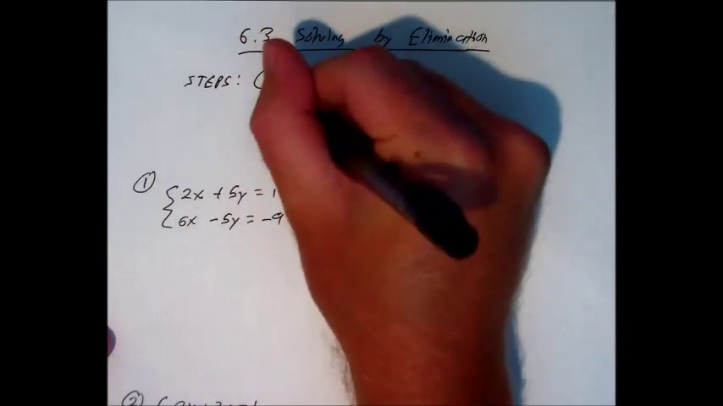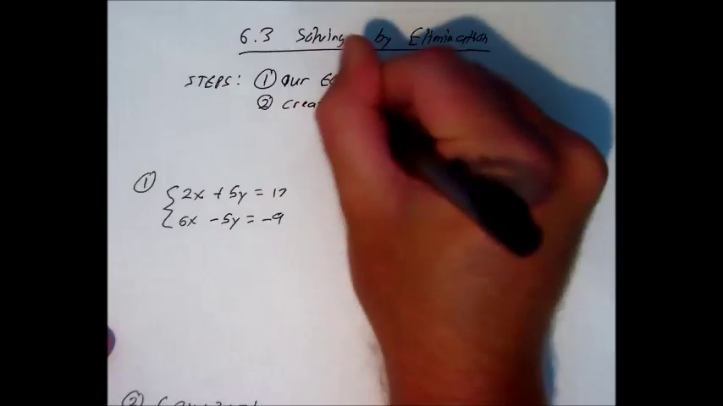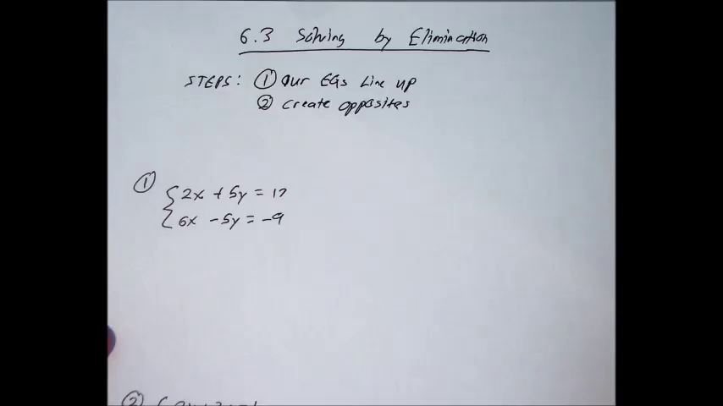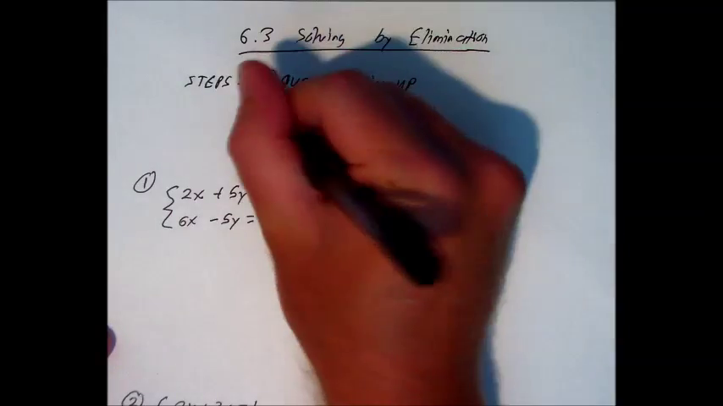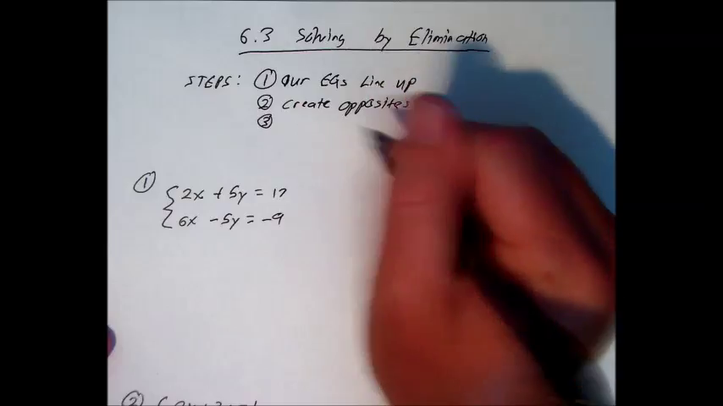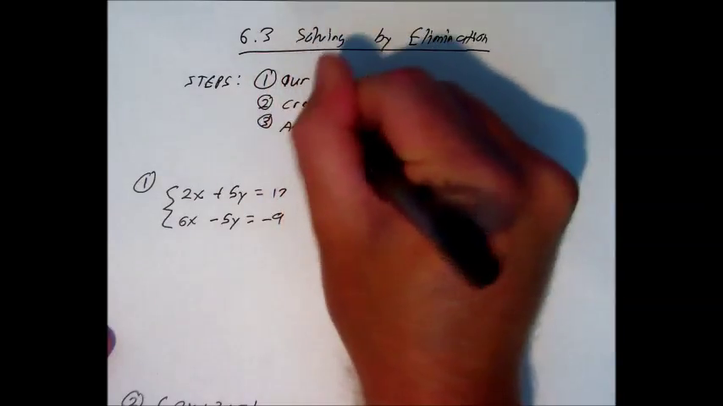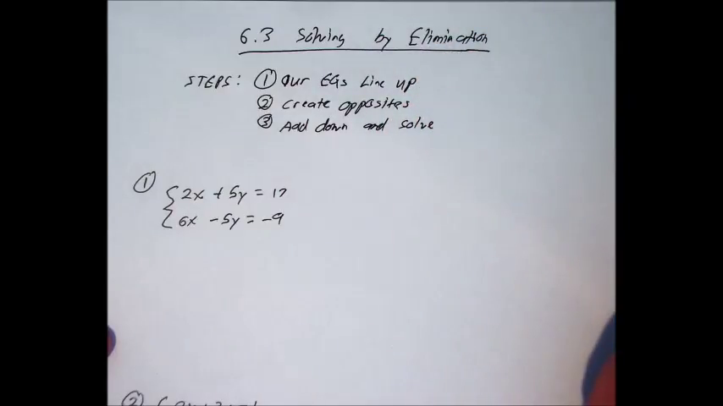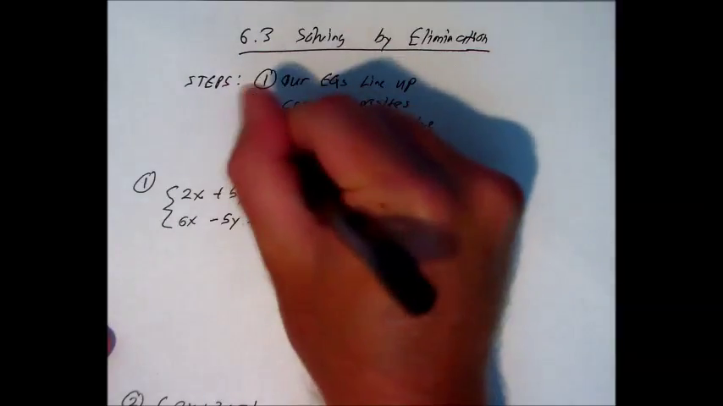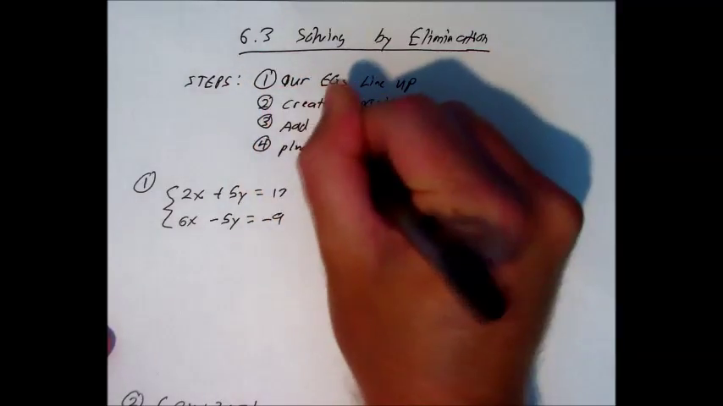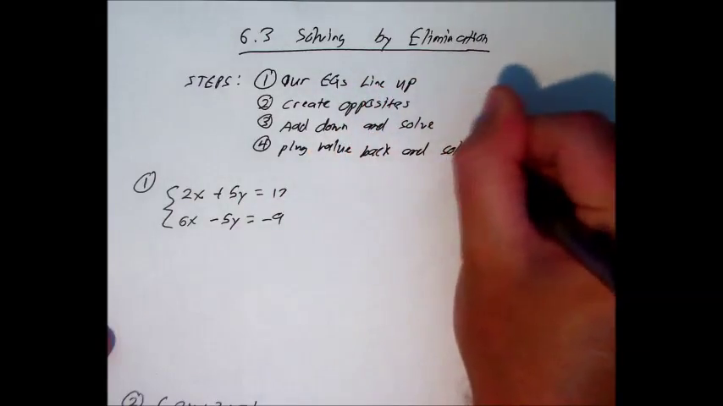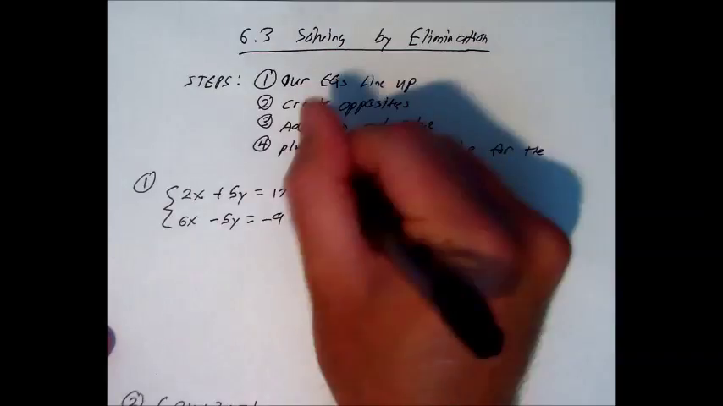The second one is we want to create opposites, and we'll talk about what that looks like when we get to the problems. The third one is once we have them, then we could add down and solve. And that'll get us one of the variables, x or y. And then once we get that answer, we could plug it back in, plug the value back in, and solve for the other variable.